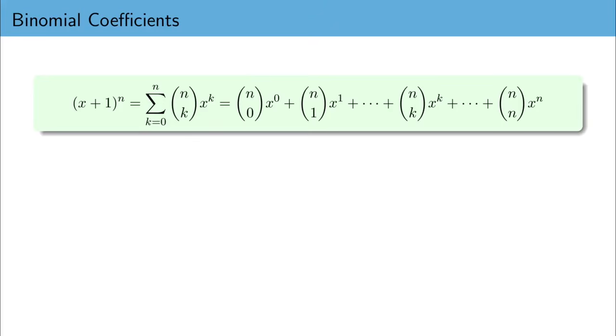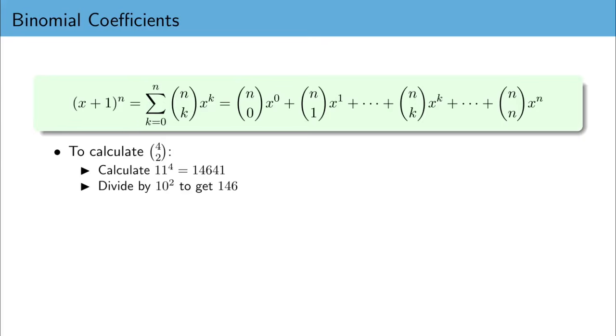For instance, if x is large enough, n choose k is the x to the kth digit of x plus 1 to the n. Let's say we wanted to calculate 4 choose 2. We could start by taking 11 to the 4th, which is 14641, and then we need to extract the hundreds digit. So we do an integer division by 100 to put that 6 in the ones place, and then take the remainder mod 10 to isolate that 6.